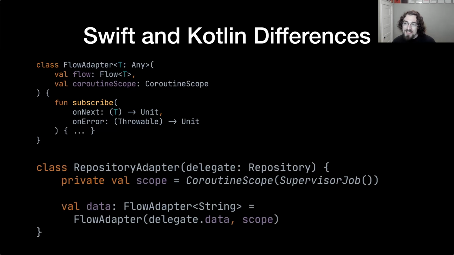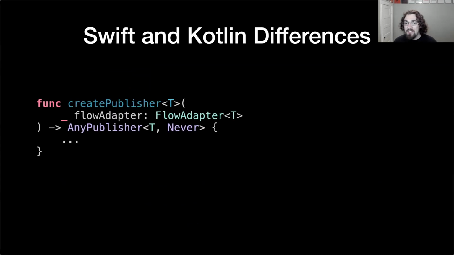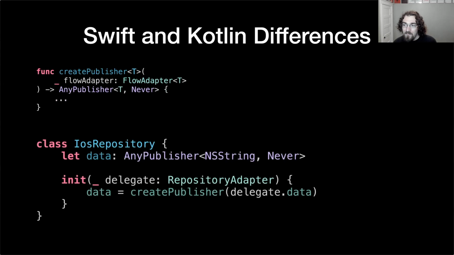Then we can wrap that in a repository adapter that has its own coroutine scope and exposes the data as a flow adapter instead of as a flow. We then have a utility on the iOS side to take that flow adapter and convert it to a publisher, which is the Swift Combine async type. And then at last we can create the iOS equivalent of the repository, which just has data as a Combine publisher. It's delegating to the Kotlin and using that Kotlin data as its source of truth. But the external API of it is just what you would naturally get from Swift.